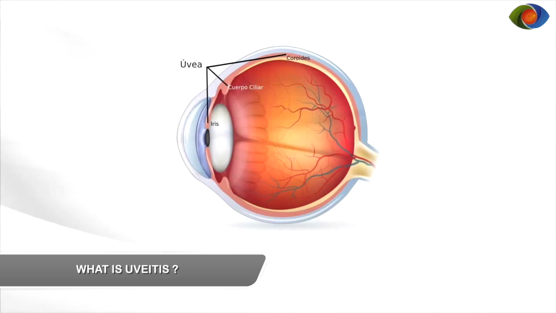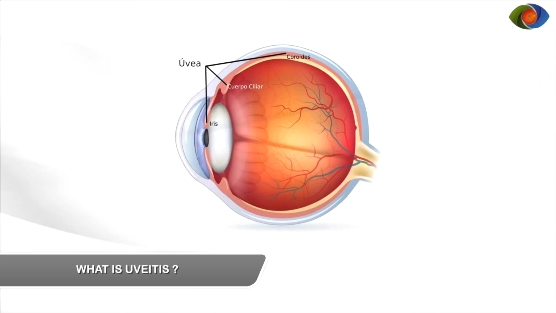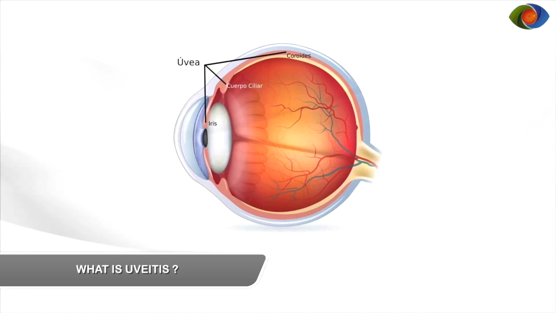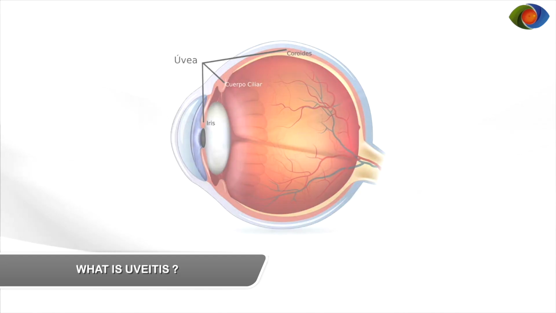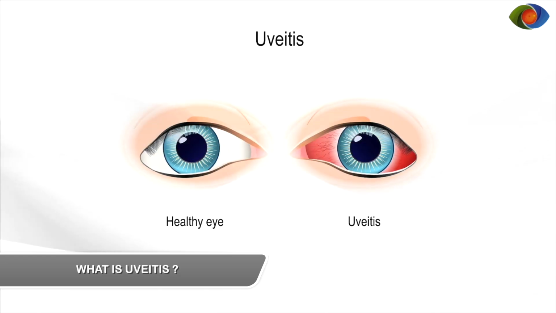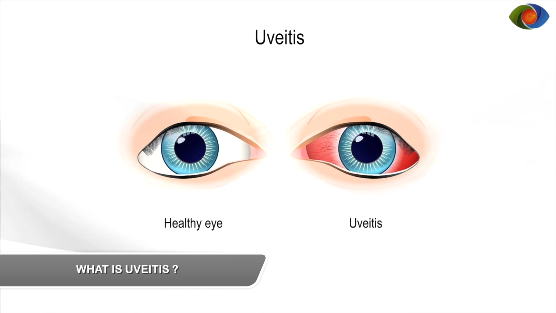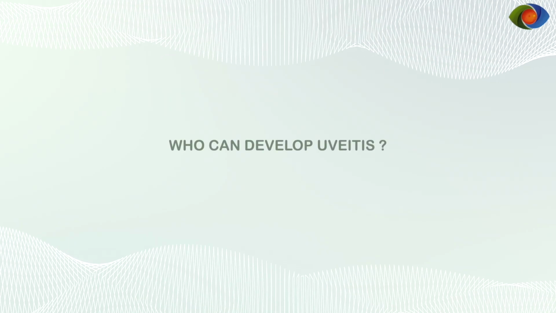Uveitis is the inflammation of the uveal tract. The uveal tract is a part of the eye that includes the brown part of your eye, that is the iris, the central part called the ciliary body, and the back part called the choroid. All these three parts of the eye are called the uvea, and inflammation of this uvea is called uveitis.